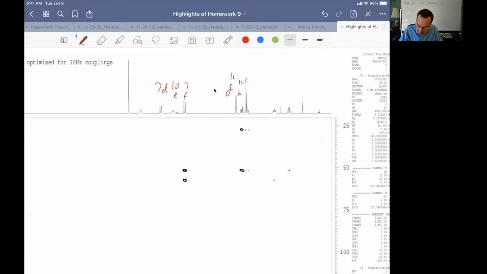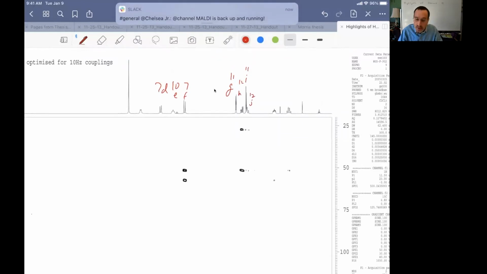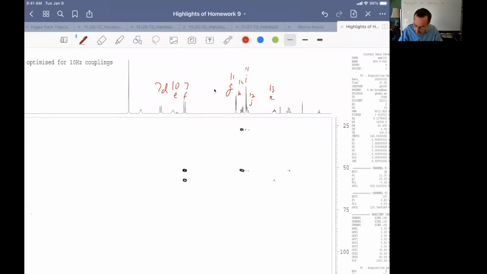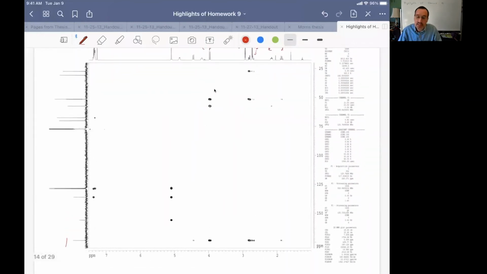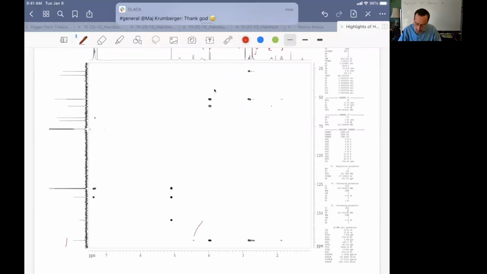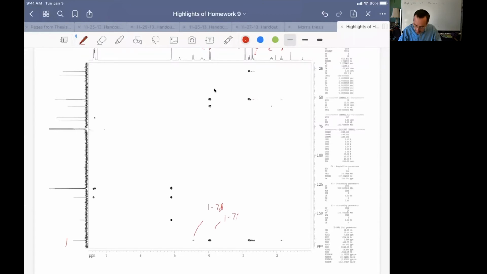12H, we have 11I here. It kind of overlaps with 12J. We have 13K and 13L. And so I just want to take us through a few of the highlights here. We get a weak cross peak between the carbonyl and 7D. We get a strong cross peak between the carbonyl and 7F.